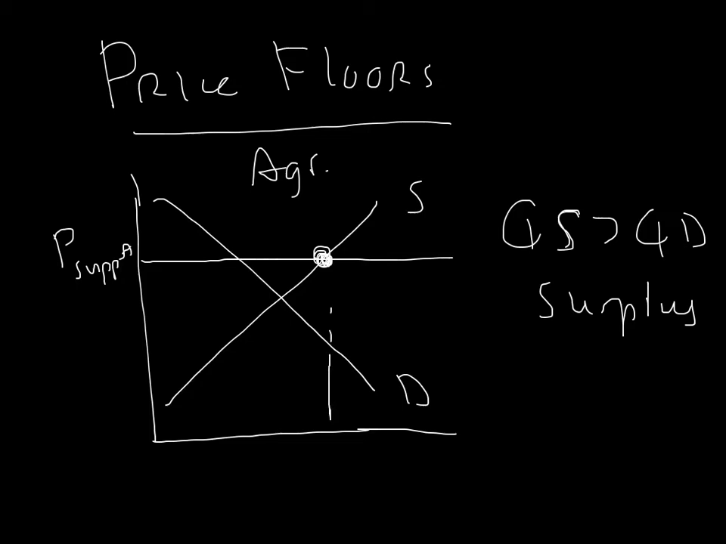So the quantity that's going to be produced is going to be over here. I'm going to call it Q above because it's above the efficient equilibrium quantity. Well, this could be a portion of a subsidy that the government's going to have to pay.